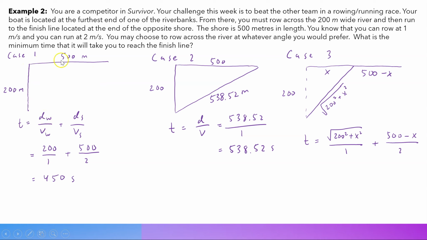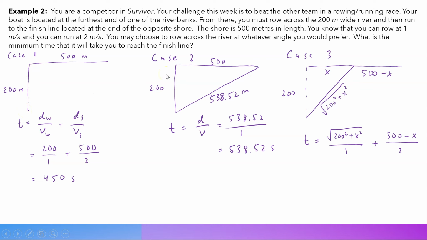Now along the shore you can run at 2 meters per second. So to find the time that it would take you to run along the shore, you need to take 500 and divide it by 2. Now adding these two values gives us 450 seconds. So it would take that long if you were to take that route.